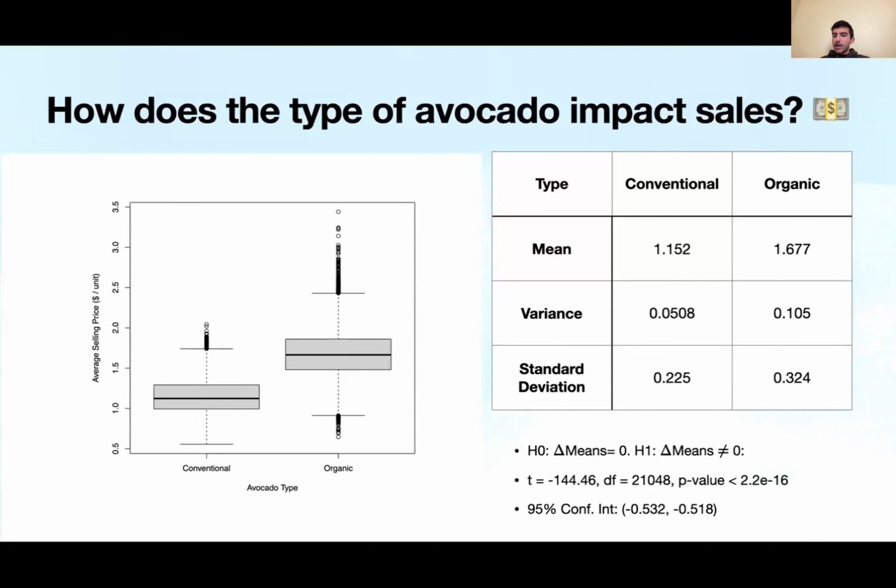On the bottom right, I used Welch's t-test to compare whether the means are equal to each other, and as you might guess, they're not. The p-value is really low, though I can't really see it because the camera's in the way. We can reject the null hypothesis that the means are equal. And the confidence interval of their difference is between negative 0.5 and negative 0.53. So clearly not zero.